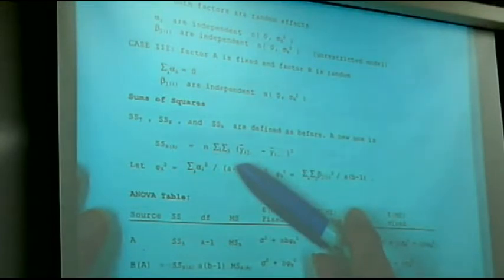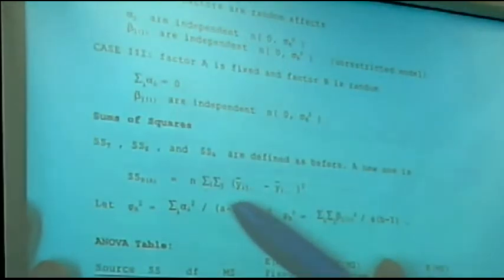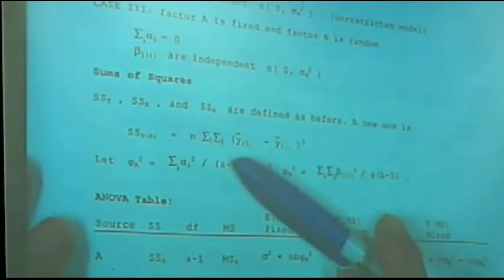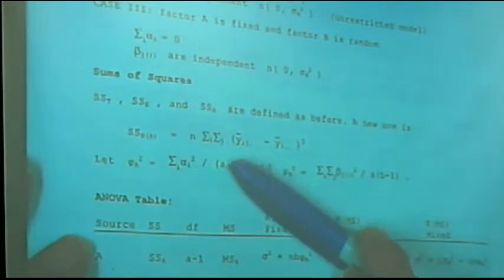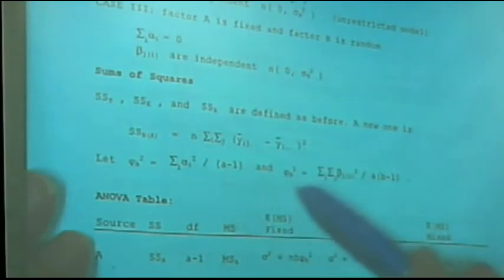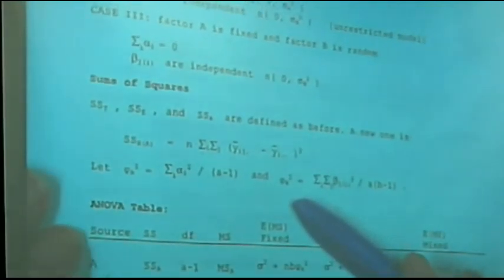Well, looking at the formula doesn't really tell you a whole lot. You can say something about it, you can say what it means and so forth, but I don't think that's especially helpful. This is the definition of sum of squares B within A. And here are some parameters, phi of A and phi of B, in the case those are fixed factors.